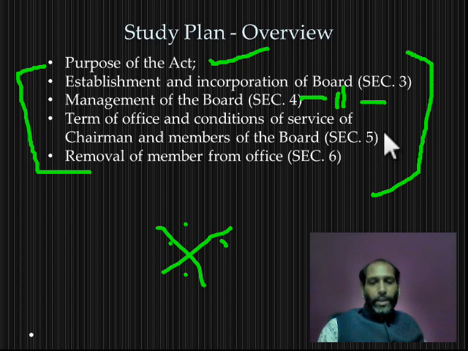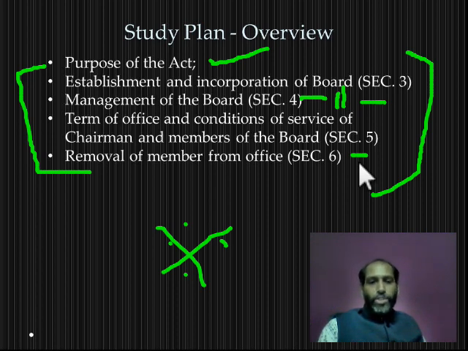What are the qualifications for the chairman, what are the qualifications for the members of the board? There are many things like integrity, good standing in the industry, etc. Then this is very important: when a member of the SEBI is being removed, and what will happen to the vacancy of the SEBI, etc. So this slide is very important, students. Basically, you have to study the preamble.